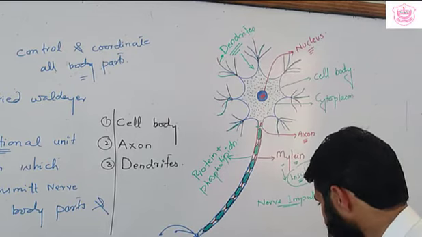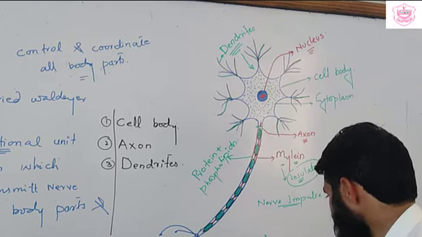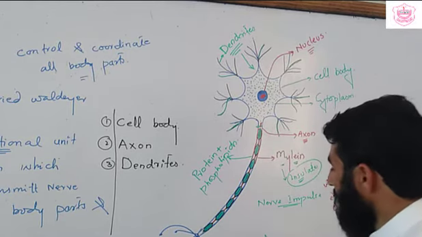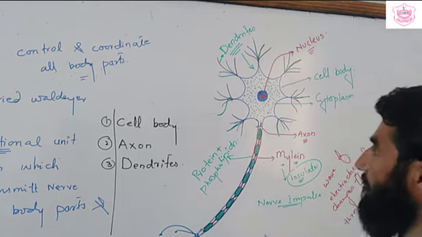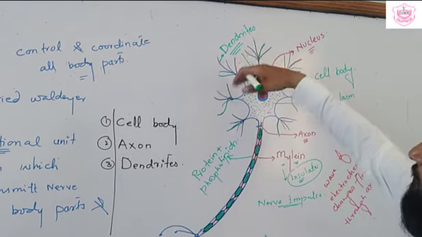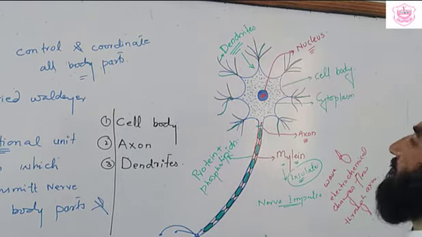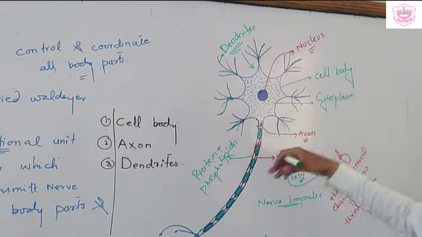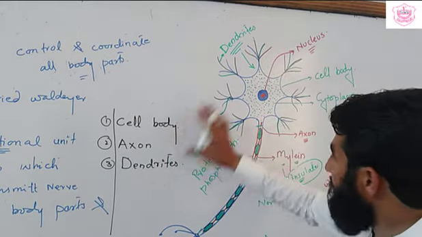Terminal buttons, or simply axon buttons, are attached to the dendrites of another neuron. Okay, this was all about the parts of the neuron.